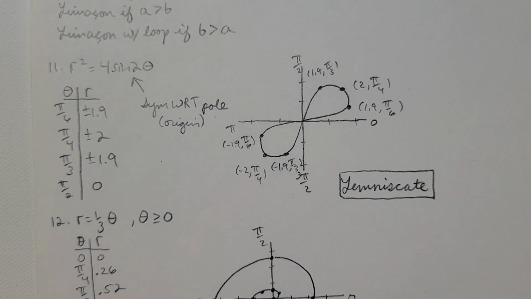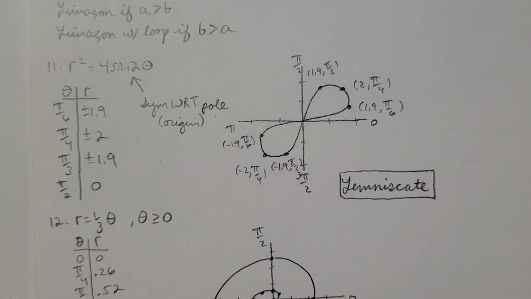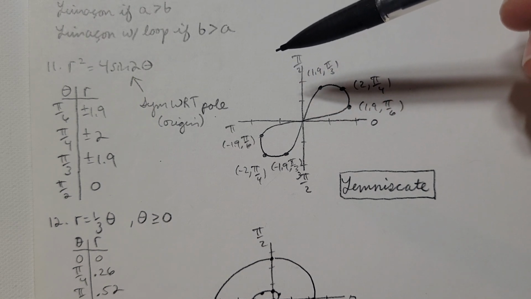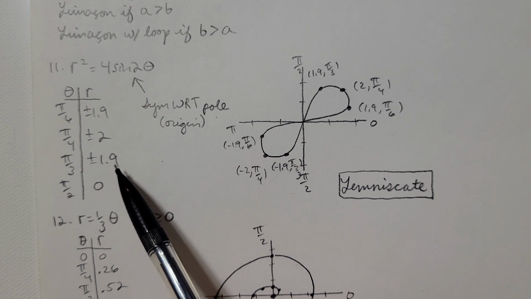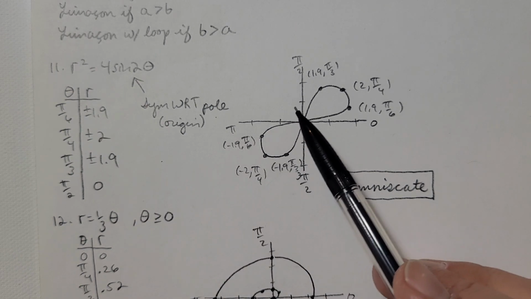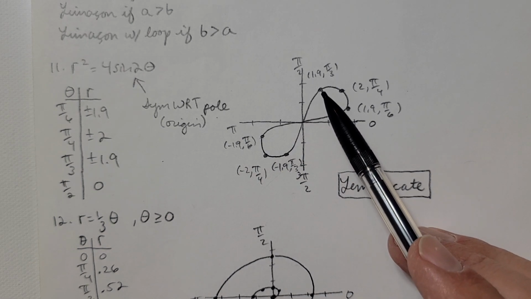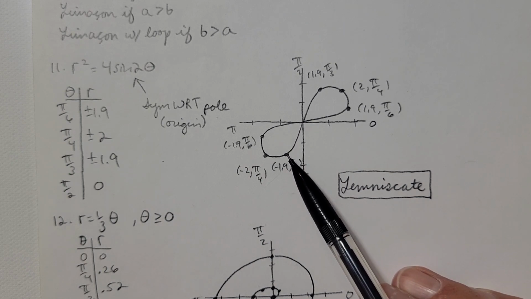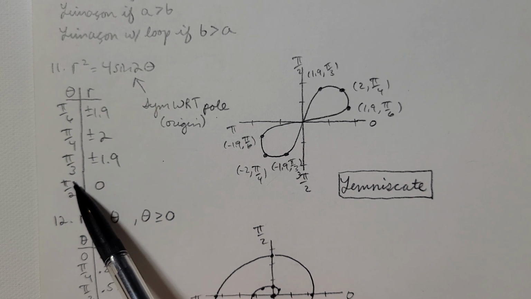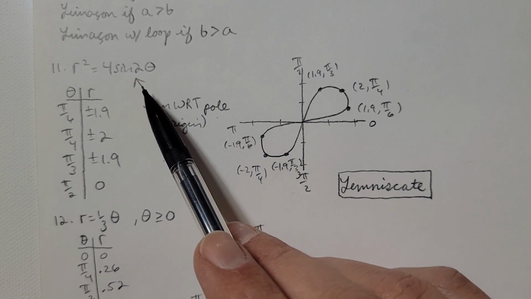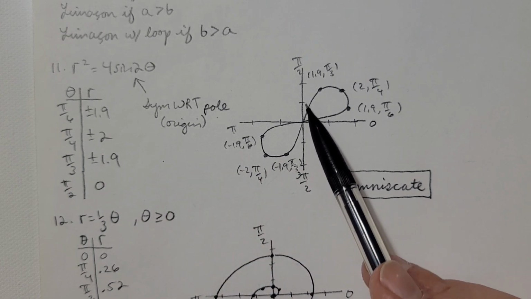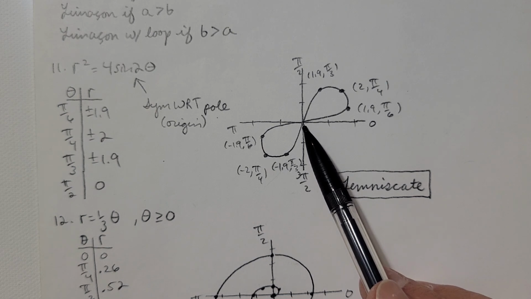If I select pi over 3 next, I'm looking at sine of 2 pi over 3, that is root 3 over 2. The opposite side would be root 3, right? So root 3 over 2 times 4, that'd be 2 root 3. R squared equals 2 root 3, which means if I take the square root of both sides, I get plus and minus 1.9 roughly. So on the pi over 3 radial line, I need to go out 1.9 units and plot a point, and also go out negative 1.9 units and plot a point. So I'll be in quadrant 3 then. If I let theta be pi over 2, pi over 2 times 2 is pi, sine pi is 0. So r squared equals 0, that means r is 0. So on the pi over 2 radial line, I need to go out 0 units, and that's going to put me right at the pole there.